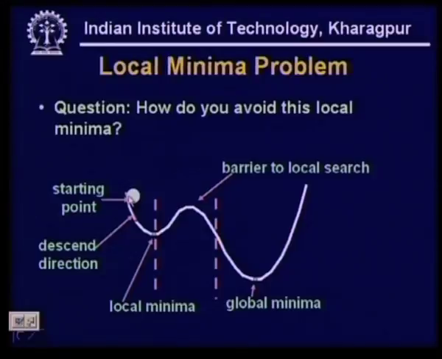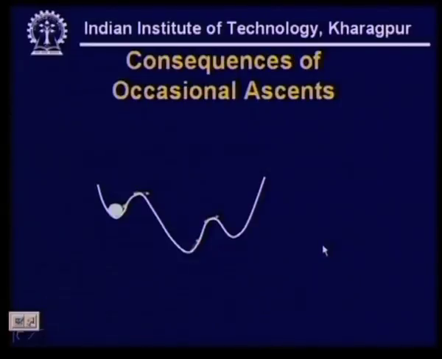Now, if we start at this starting point and we use hill climbing or hill descending, this is the direction of steepest descent, and this is where our ball will roll until it settles at the local minimum. So, this hump is acting as a barrier to the local search, and our ball is settling at the local minimum instead of going to the global minimum. If you want to avoid this problem, we must let our ball also go in the suboptimal direction in order to get to the global minimum.